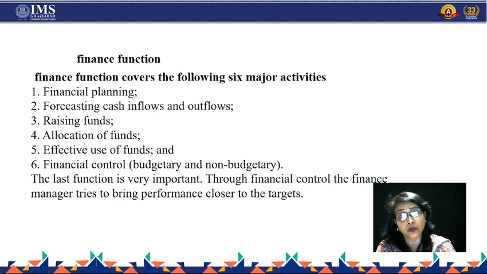Then financial control. Through budgetary control or standard costing methods, they do all kinds of controlling, because all the terms which we use are part of a strategy, right? So how do they do the financial control? What kind of strategy are they making for this? Okay, so the last function is very important. Through financial control, the finance manager tries to bring performance closer to the target.